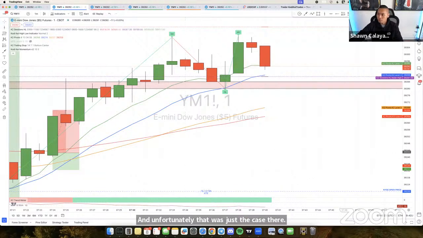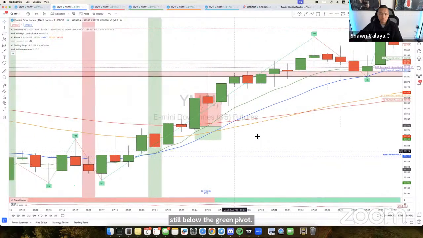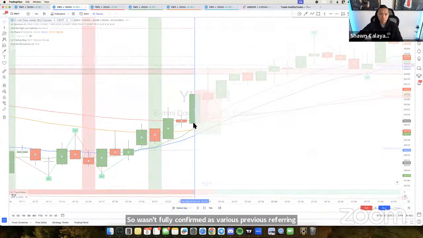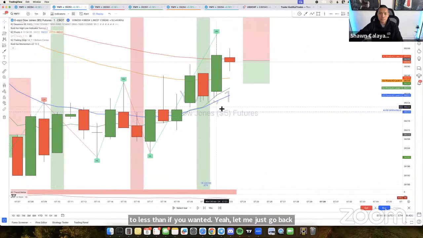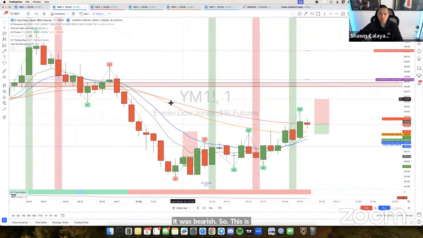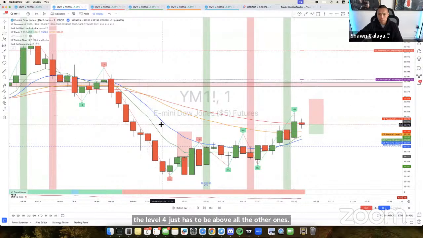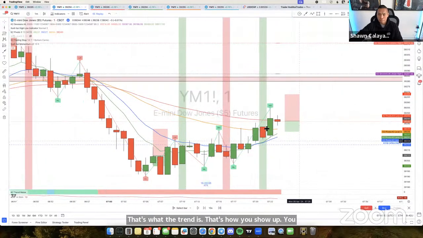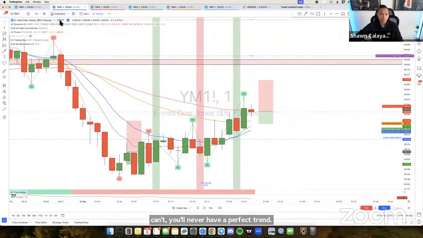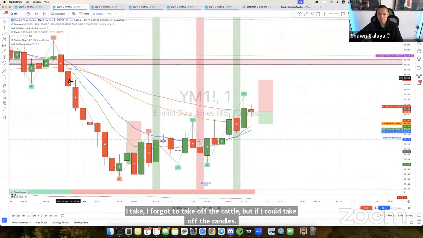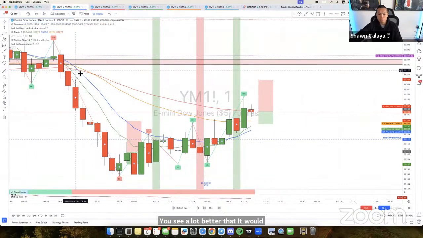Let's see. Hawk said, "It looks like the blue pivot is still below the green pivot, so it wasn't fully confirmed as bearish pivots," referring to the last entry win. Yeah, let me just go back over here, Hawk. I'll show you. It was bearish. So this is bearish. To identify a bearish trend, the level 4 just has to be above all the other ones. That's what the trend is, because that's how you show it. You'll never have a perfect trend if you're looking at the lower pivots, because these cross over each other all the time. I forgot how to take off the candles, but if I could, you'd see a lot better that all the pivots would have to be below the red one.